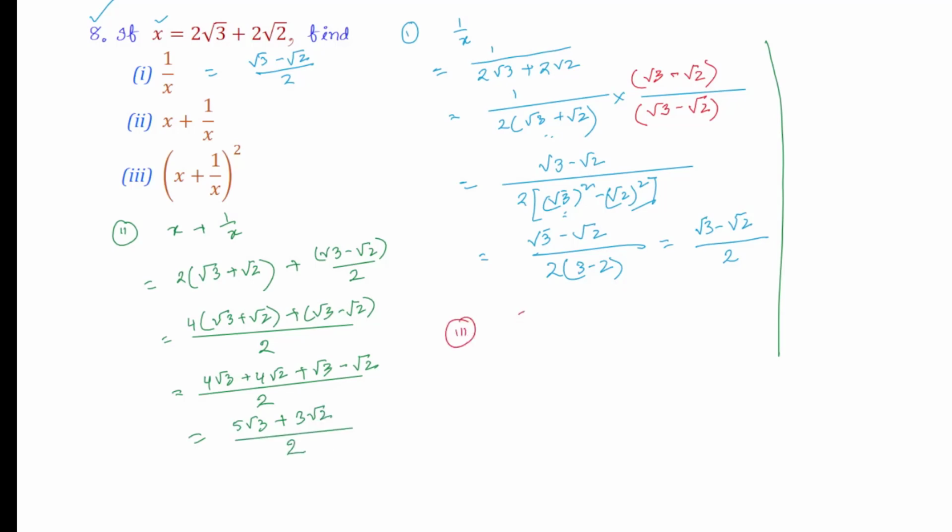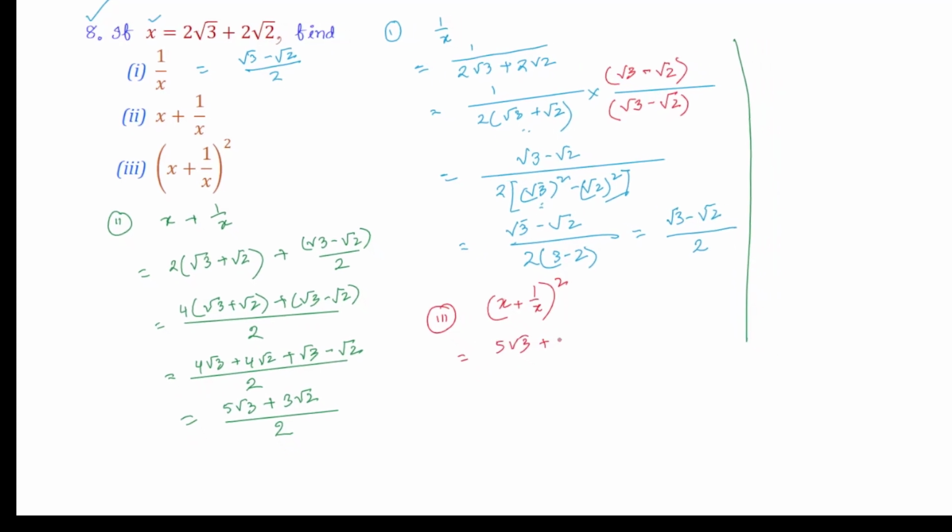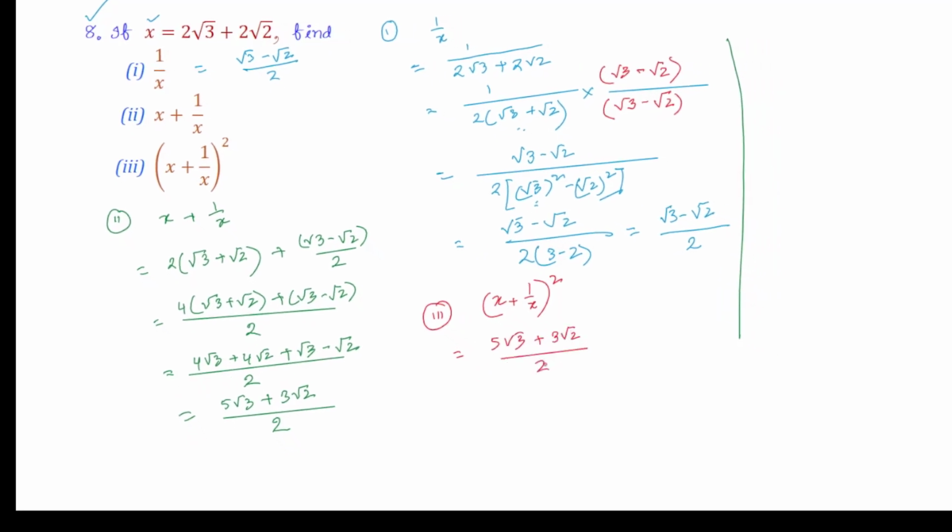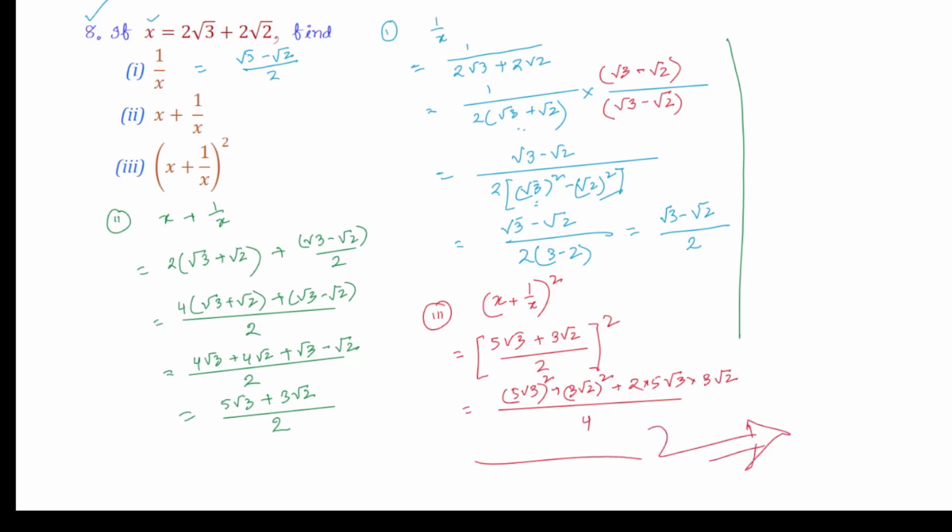Then number 3 is x plus 1 upon x whole squared, and this is equal to x plus 1 upon x, which is 5 root 3 plus 3 root 2 divided by 2, whole square. So you can apply the formula: a square is 5 root 3 whole square, plus b square is 3 root 2 whole square, plus twice a b, which is 5 root 3 multiplied by 3 root 2, divided by 2 square equal to 4. So we can simplify this.